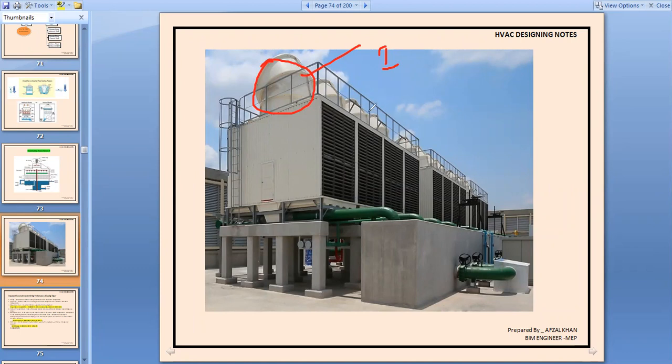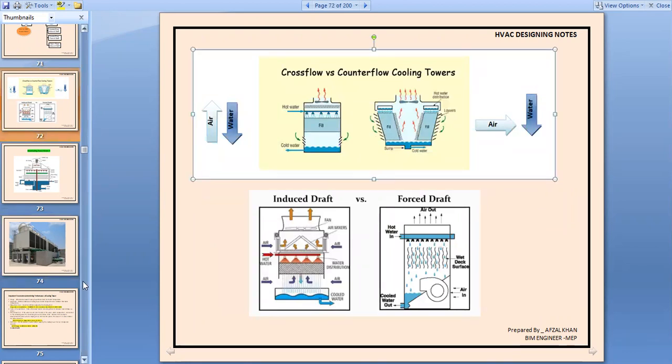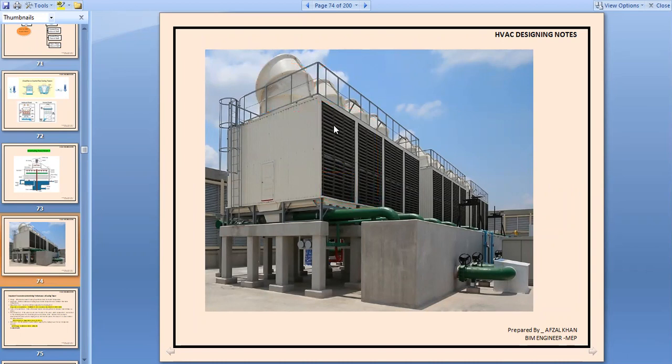No, it is counter flow. Counter flow means we are taking the air only from the bottom side, but in this case we are taking it from one side completely, right? See, in this case the water is taken from one side completely. Okay, so this will be your cross flow induced draft cooling tower. I think all of you understood now.